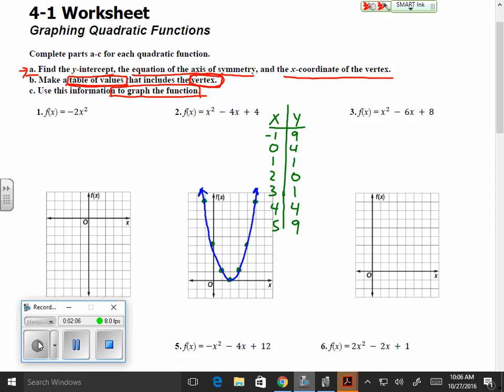So I've taken care of my table of values. I've taken care of the graph. It includes the vertex. The y-intercept would be 2, 0. No, I'm sorry. The y-intercept would be 0, 4. The x-coordinate of the vertex would be 2, 0. So the x-coordinate of the vertex would be 2. The axis of symmetry is going to run through the vertex. The axis of symmetry would be x equals 2.